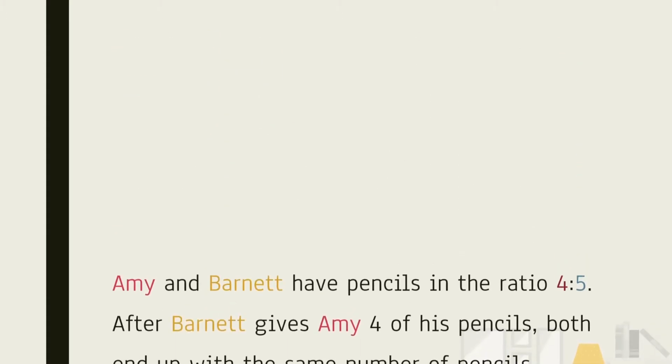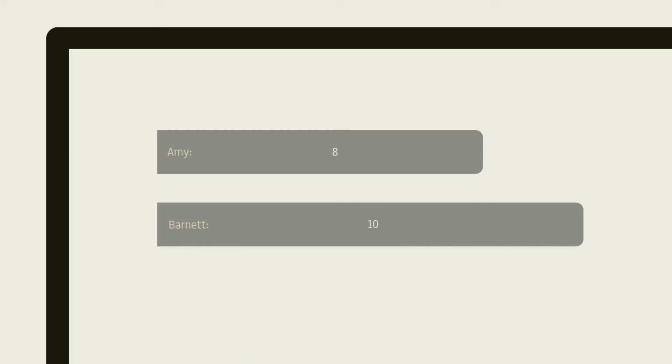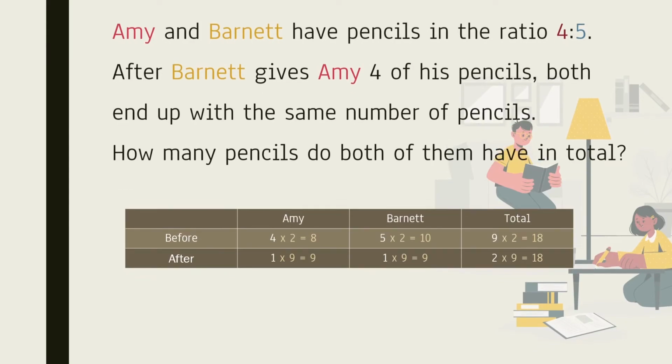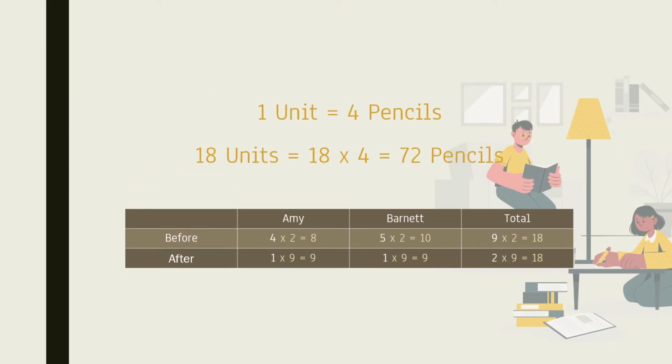As you can see, this is how many pencils they had at the start, and this is how many pencils they had at the end. The difference of 1 unit corresponds to how many pencils Barnett gave away, which is 4. Using this information, we can calculate the total number of pencils between them, which is 72.